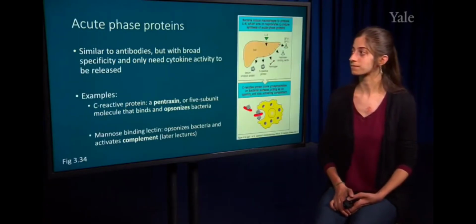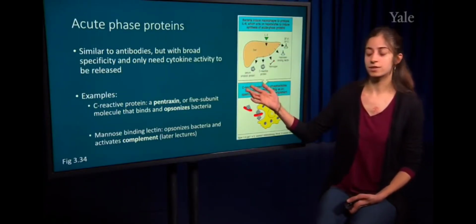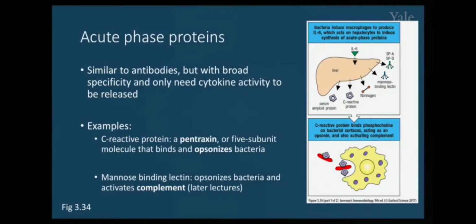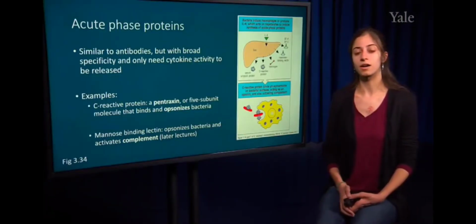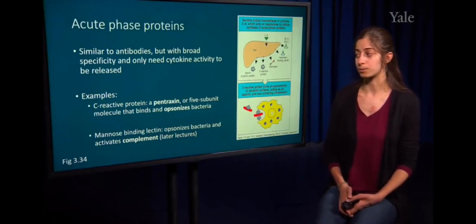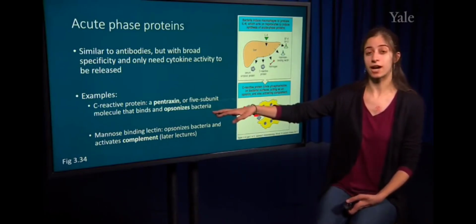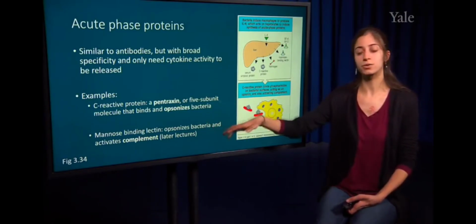Acute phase proteins are similar to antibodies in that they have a broad specificity for pathogens and only need cytokine activity to be released. This means that they're not antigen specific and they won't respond in a pathogen-specific way when the body's been infected. Some good examples of acute phase proteins include CRP, or C-reactive protein. CRP is a pentraxin, or a 5-subunit molecule, that binds and opsonizes bacteria.